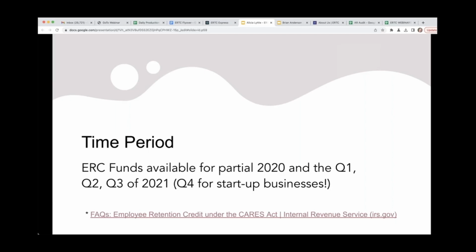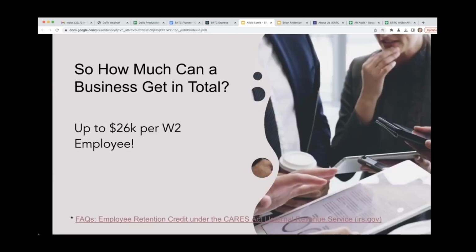So now, Alicia and I were at this pizza place with 15 employees. At $5,000, they were getting $75,000. Well, then they changed the rules, right? This is government. Now they're giving out 26 grand. Now the key phrase is up to 26 grand per W-2 employee. So that same 15, somebody smarter than me can multiply 15 by 26, right? 260, I don't know, almost $400,000 for the same place. So a massive infusion of additional monies to business owners.